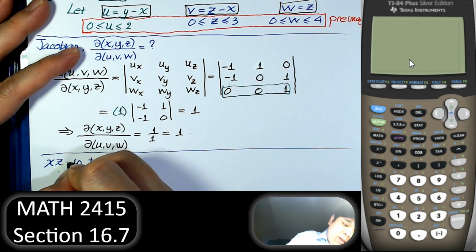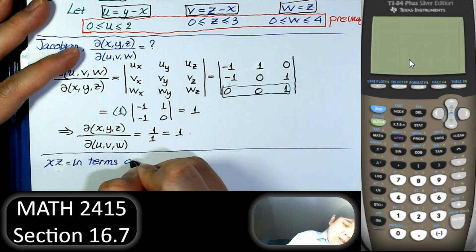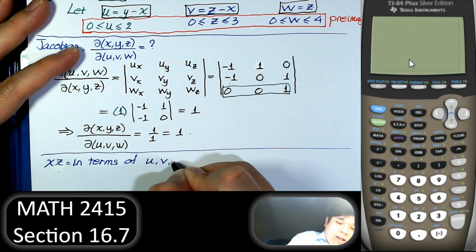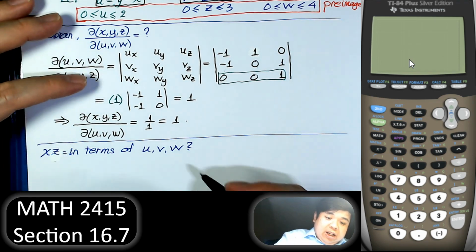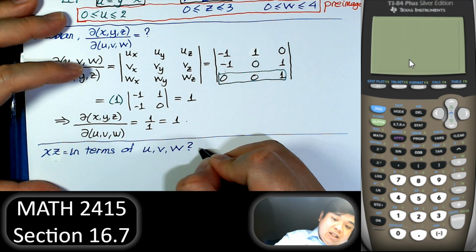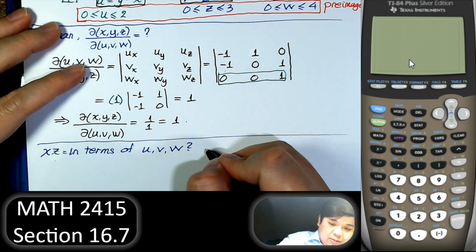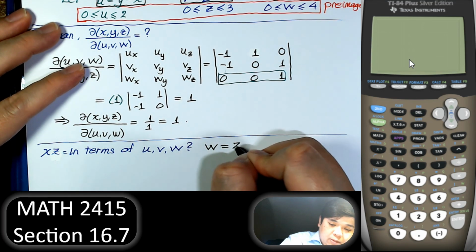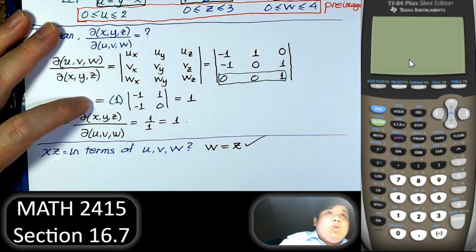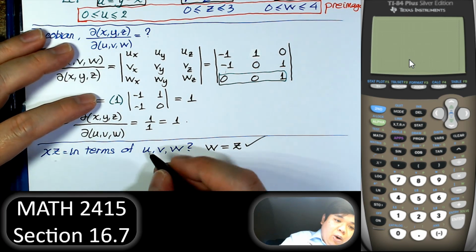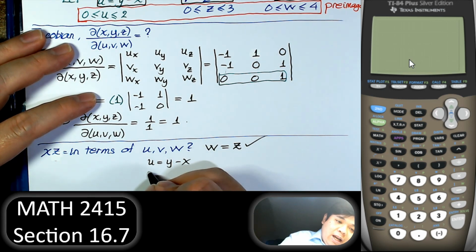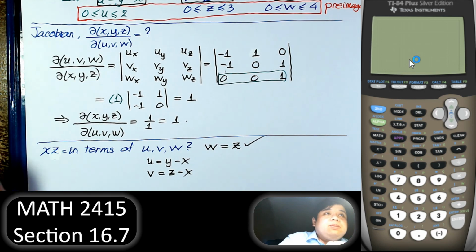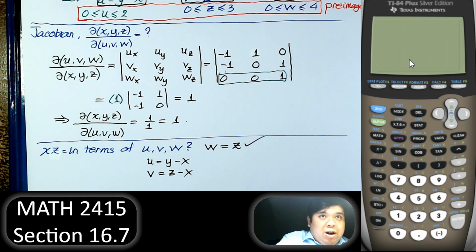in terms of u, v, and w. So how do we do that? Certainly w is equal to z, that's easy. So that's check. But what's x equal to? Notice that u is equal to y minus x, and v is equal to z minus x. Right?